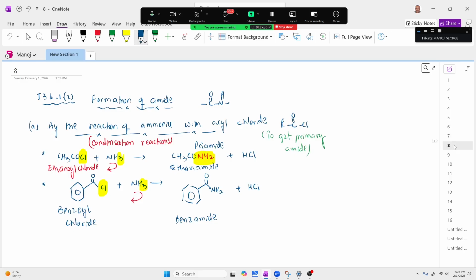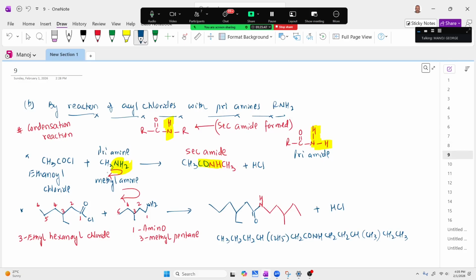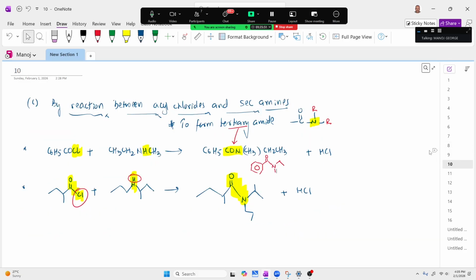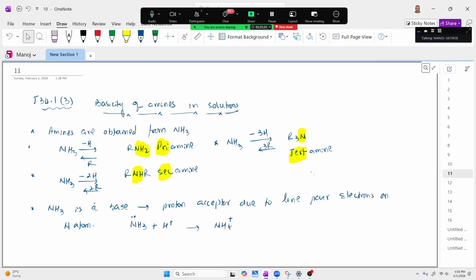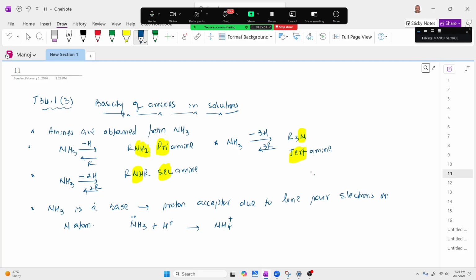Then how do we get amides? If I react ammonia with acyl chloride, I get my primary amide. So I need ammonia to get a primary amide. But if I use a primary amine, I will get a secondary amide, and if I use a secondary amine, I will get a tertiary amide. Then, basicity of amines: we understood amines all come from ammonia, so as ammonia acts as a base, amines also act as a base.